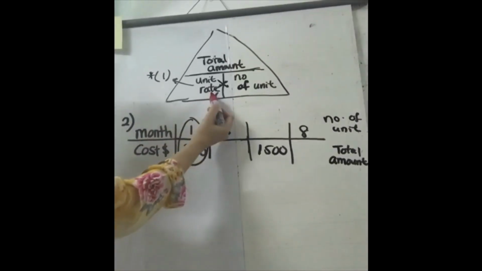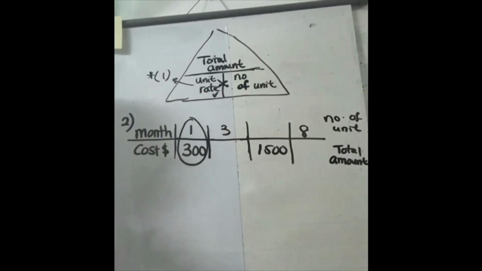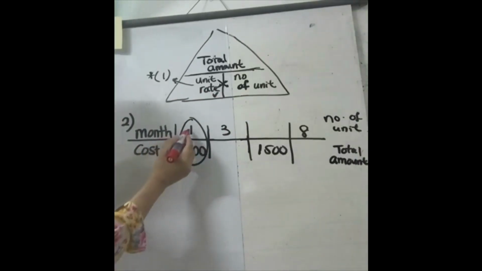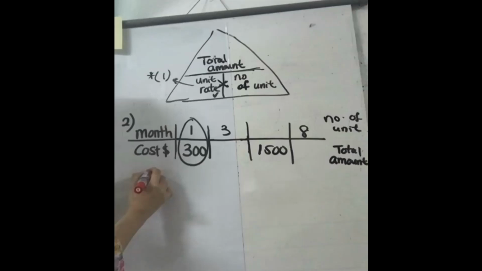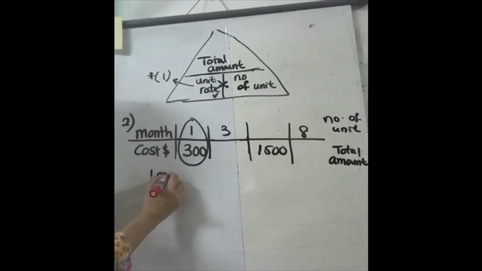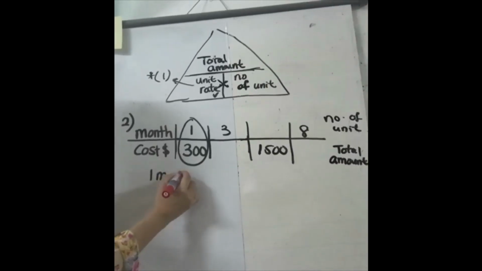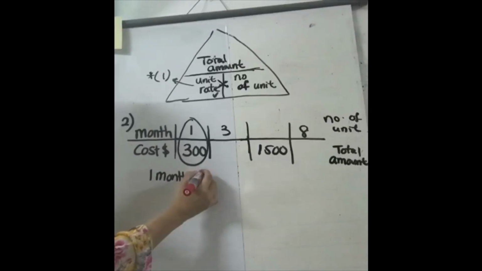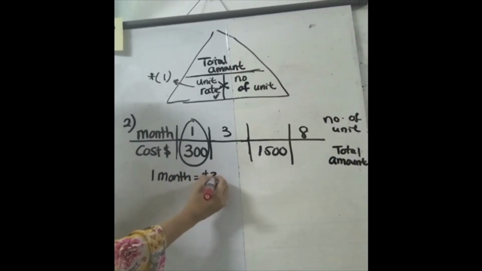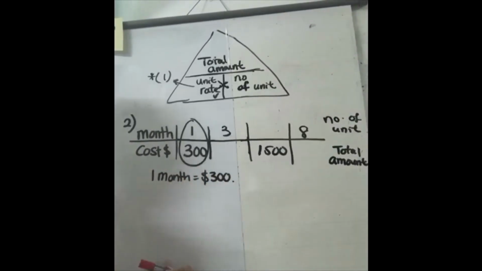So that means this is solved. We do not need to find 1 unit. We know that what is the unit here? Month. So 1 month is equal to $300. So now we're going to go to the next one.